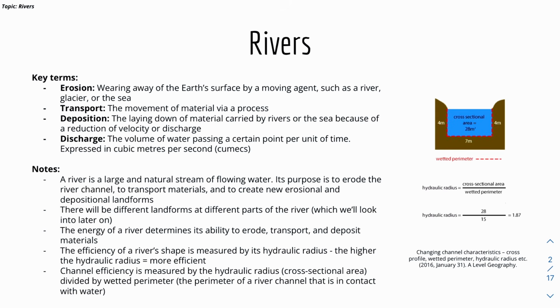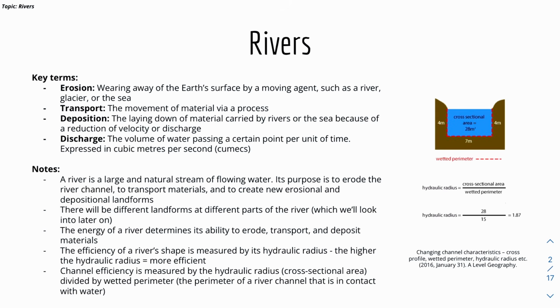Starting with erosion, it's the wearing away of the Earth's surface by a moving agent. And for transport, it's the movement of a material via a process, and in the context of rivers, it's via a river process, which we'll look into later as well. And then we have deposition, which is the laying down of a material carried by rivers or the sea because of a reduction of velocity or discharge.